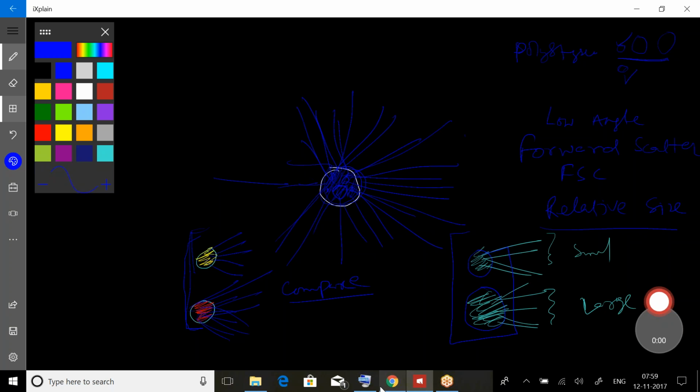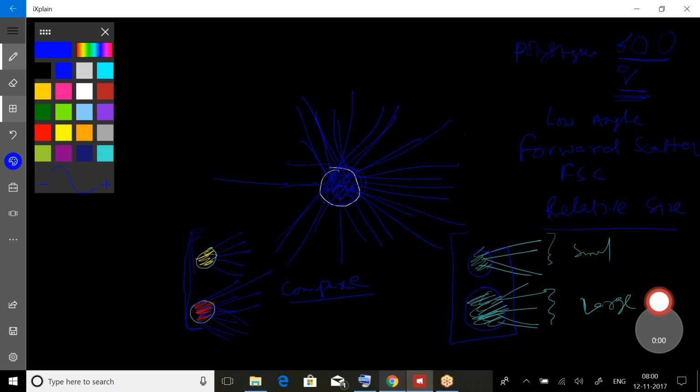It is still difficult to convince people why they shouldn't do this. Once they know what the physics behind it is, I think people would be much happier accepting that and not replicating similar kinds of work. So this is about scatter. The forward angle scatter tells about the size.